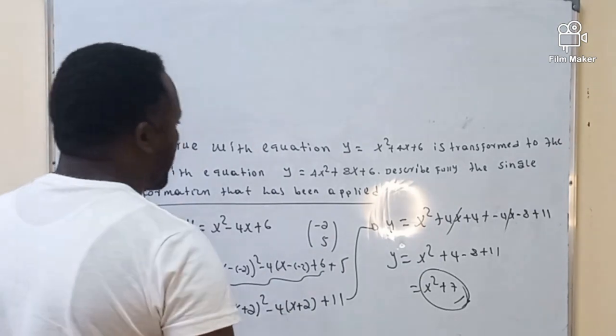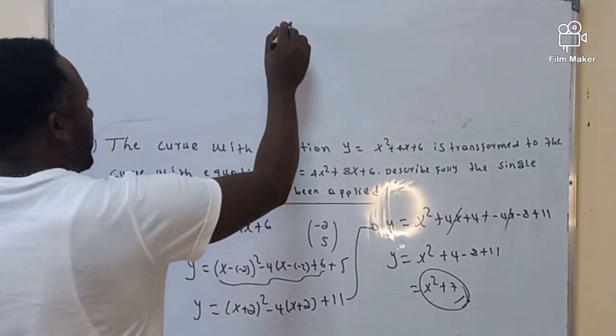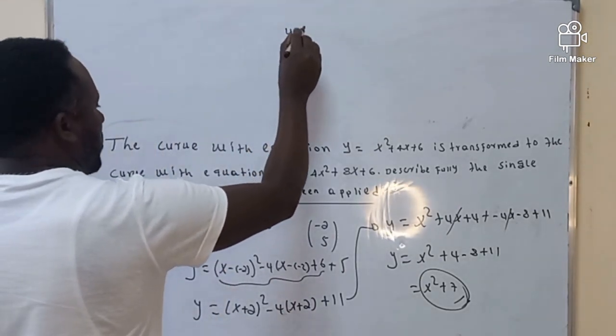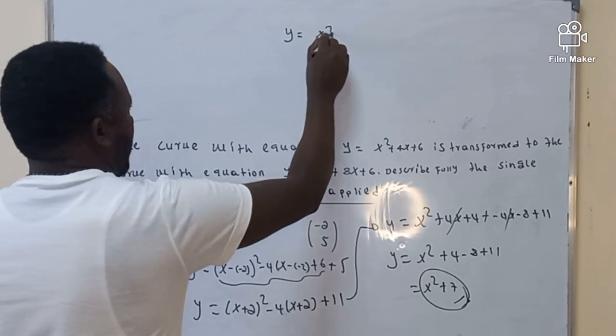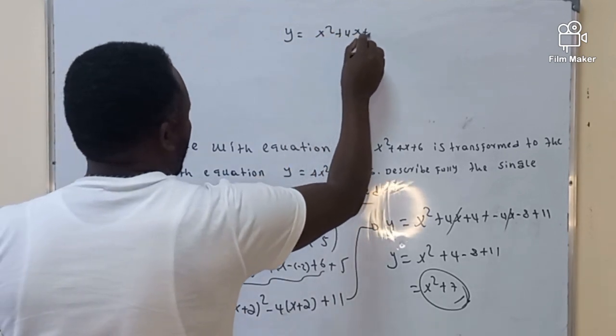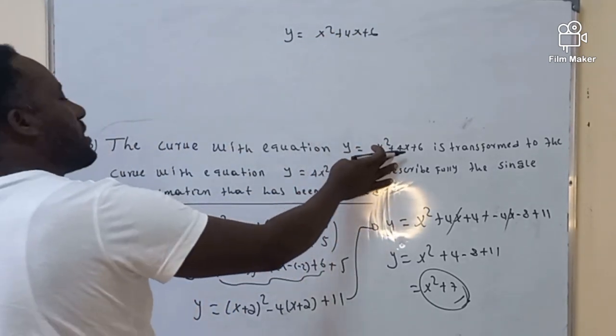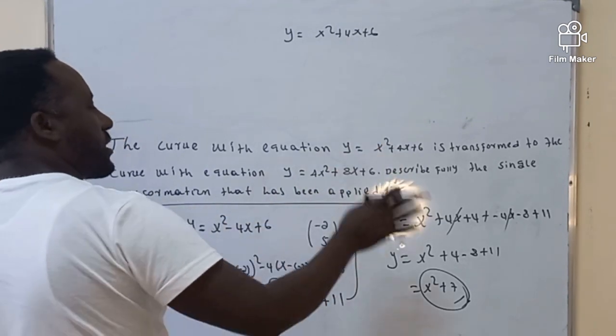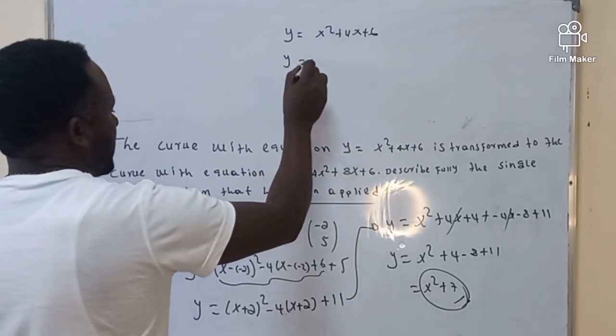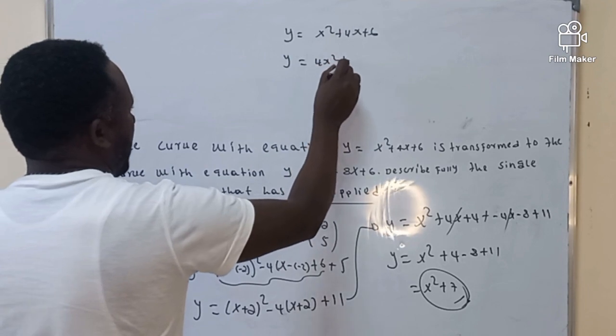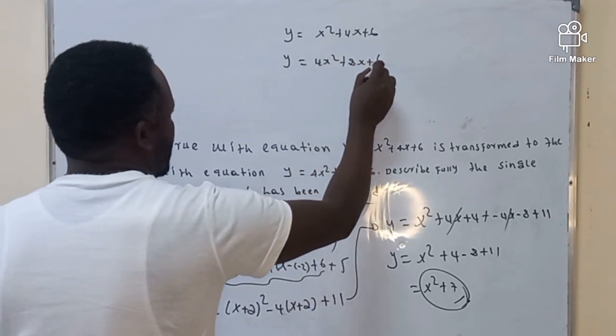So here what is given generally? The original function is already given. Our original function is x squared plus 4x plus 6. And the image of this, with a stretching technique, is given this way: 4x squared plus 8x plus 6.